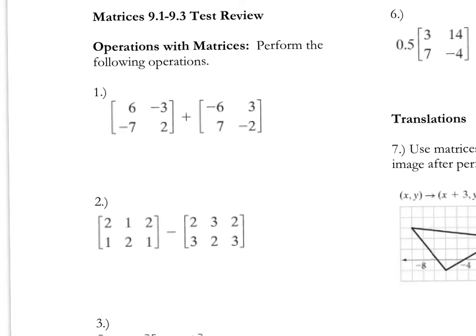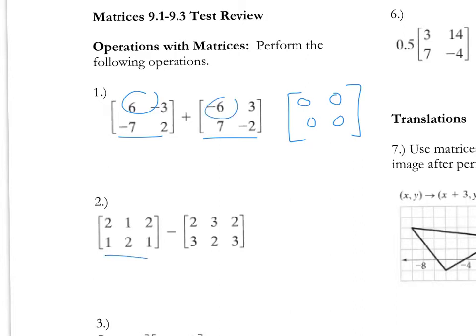Okay, for the test, make sure you can add, subtract, and multiply matrices. So I'm going to add these two because they have the exact same dimensions. So it's going to be 0, 0, 0, 0, because these all cancel each other out.